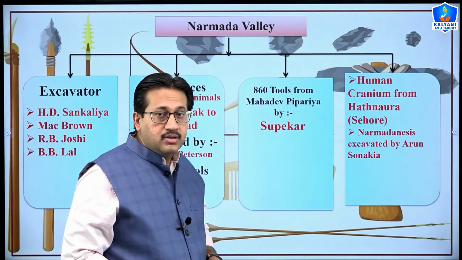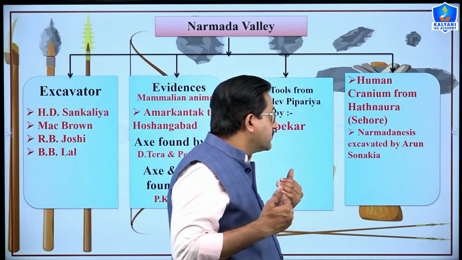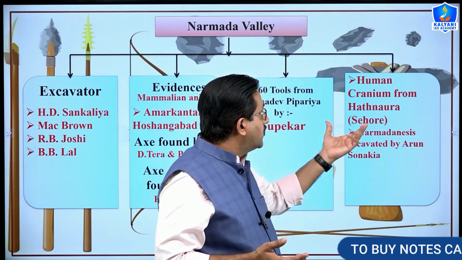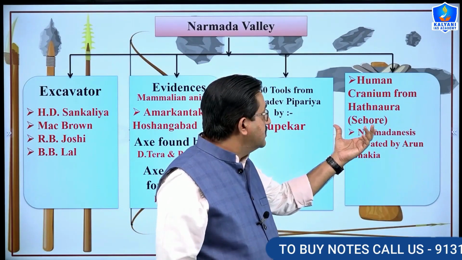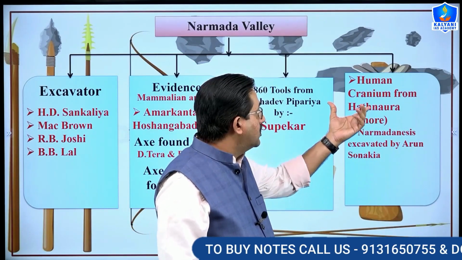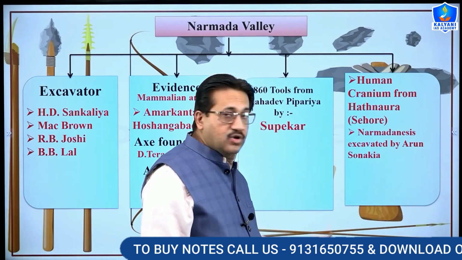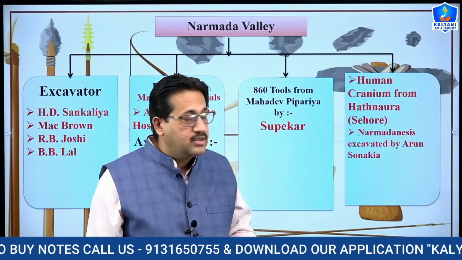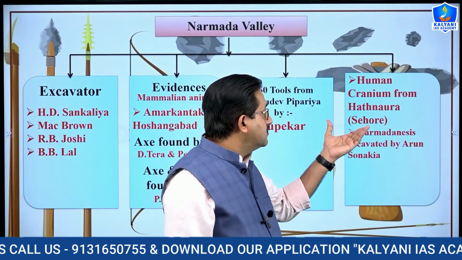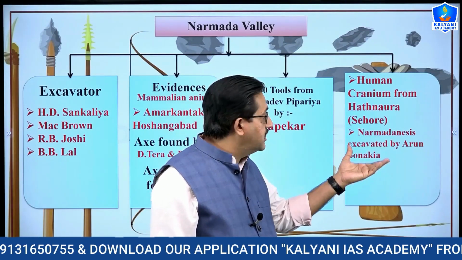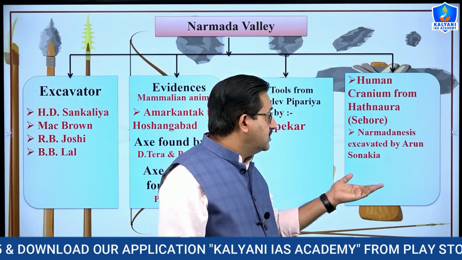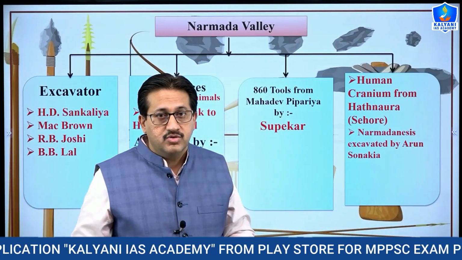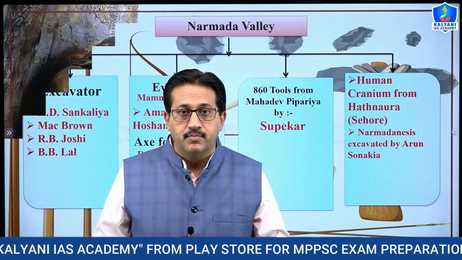Then, a very important point: from Hathnora, which is in the region of Sehore, we got a human cranium, which was named Narmadensis. My dear friends, please remember that the cranium we got from Hathnora has been renamed as Narmadensis. The excavation at this site was done by Arun Sonakia. So this is about the Narmada Valley.